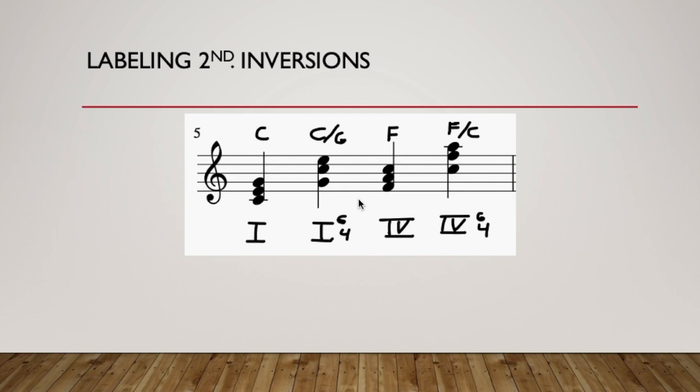When we're labeling with chord symbols, again, just like with the first inversion, first you label with the kind of chord it is. So this is a C major triad. Then we have the slash to show it's inverted. And then we have the name of the lowest sounding note. So in this case, it's a G. Just like over here with the F major triad, we have the F to show it's F major. And we have the slash for the inversion and the name of the lowest sounding note, a C.